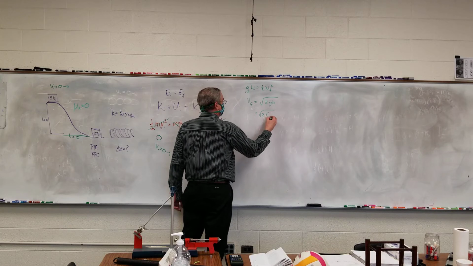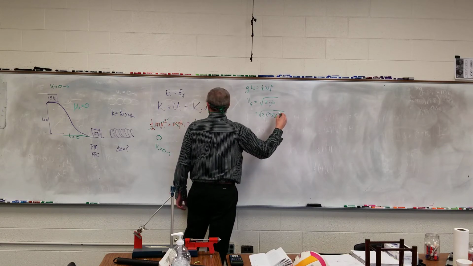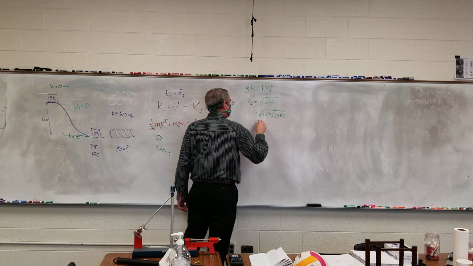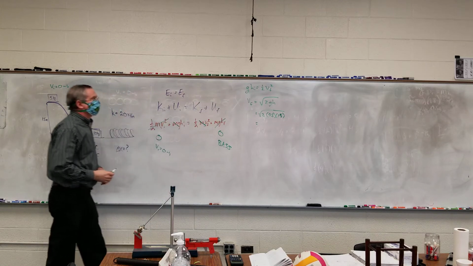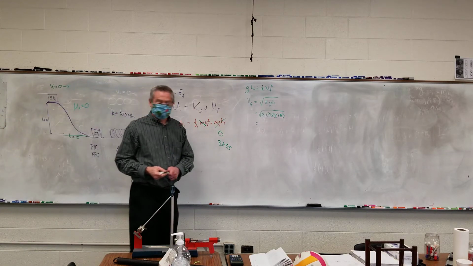which is the square root of 2 times 9.8, let's assume it takes place on Earth, times 15. I know the answer is somewhere between 15 and 19.6. So it's going to be somewhere around 17, 18, 17.146.